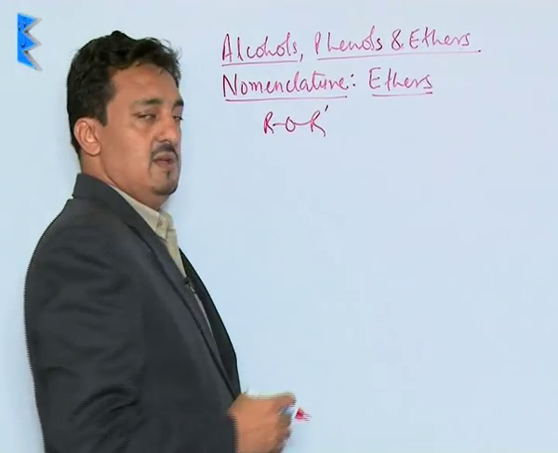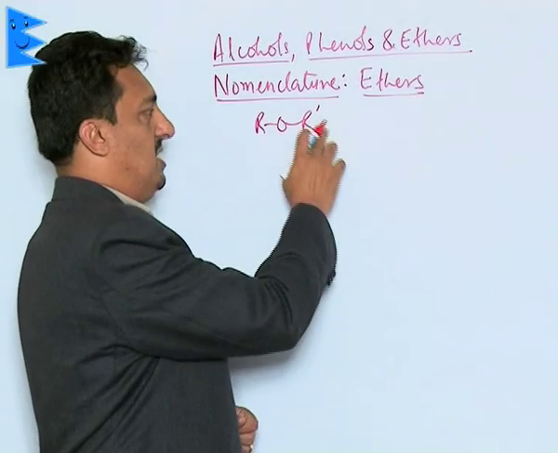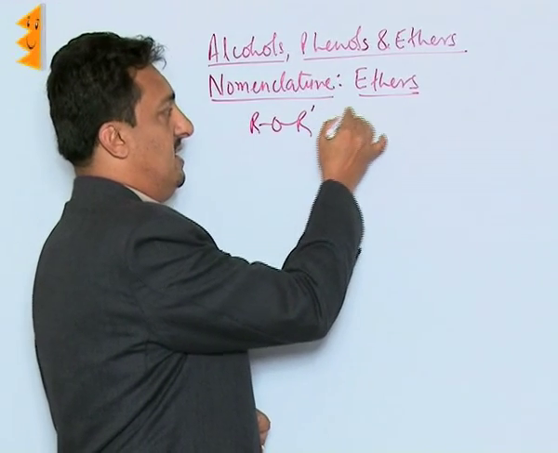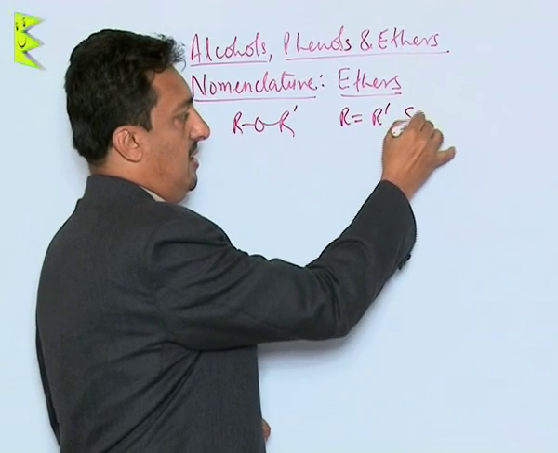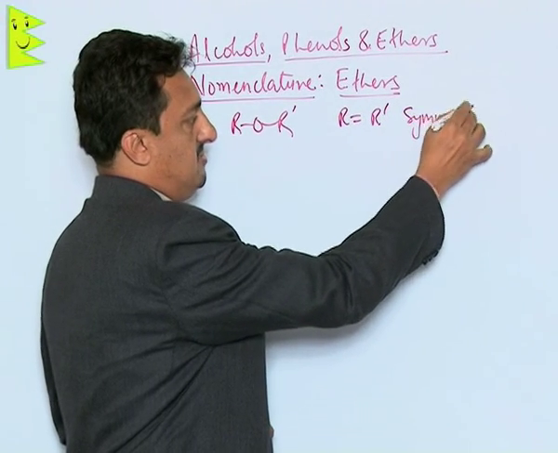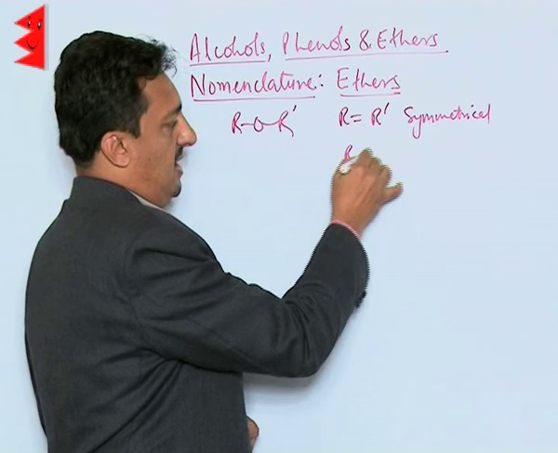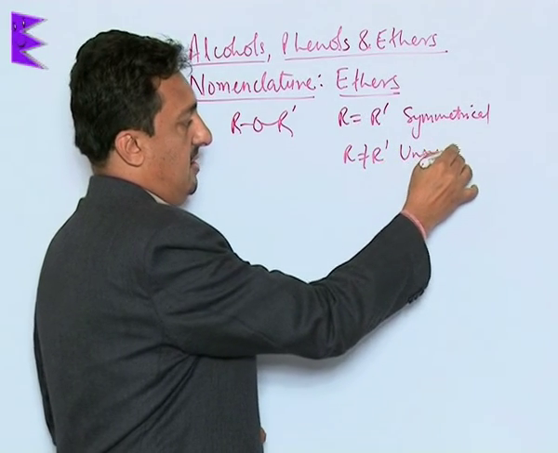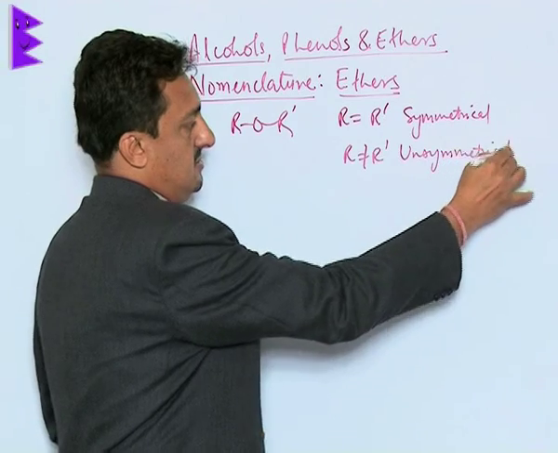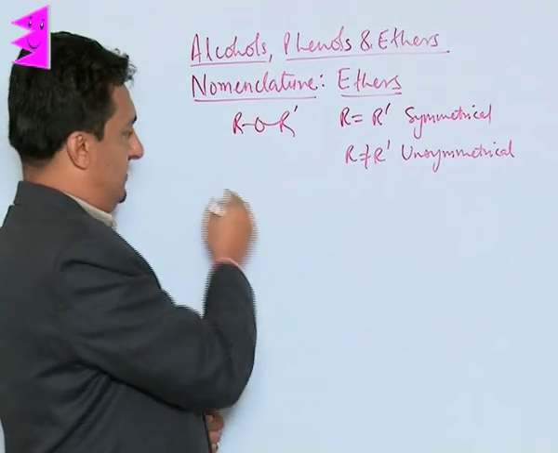That is, I put R dash. If R is equal to R dash, we call the ethers symmetrical, and if R and R dash are different, they are called unsymmetrical ethers. Now let us see how they are named.